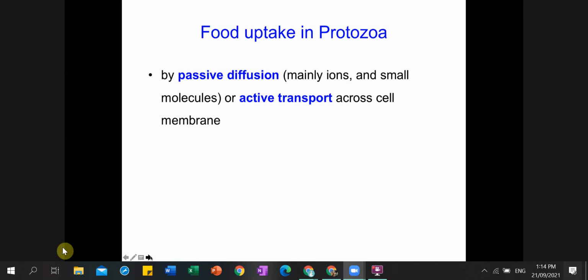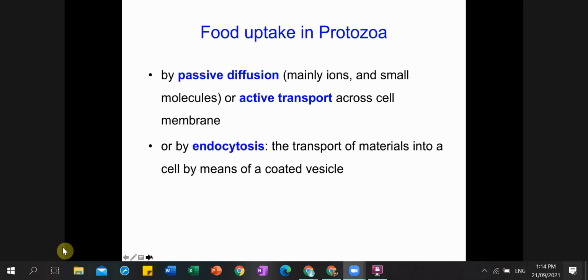So most of the time, actually, they will have to take active transport. But then active transport or diffusion is only applicable to small molecules, maybe like glucose, maybe like ions, right? So if they encounter a big food particle, like you are eating a pancake, for example, right? So what did they do? They will carry out a process that we call endocytosis.